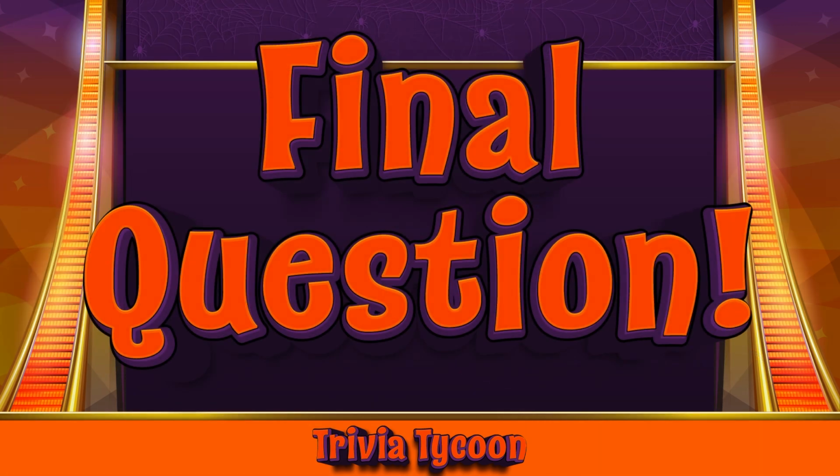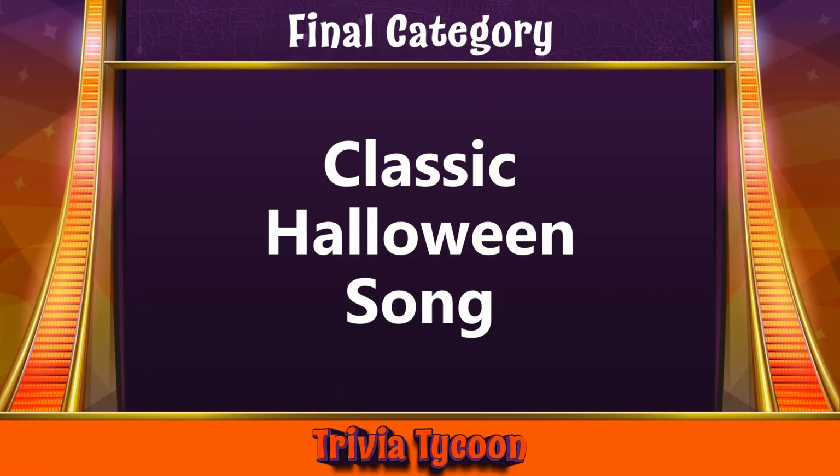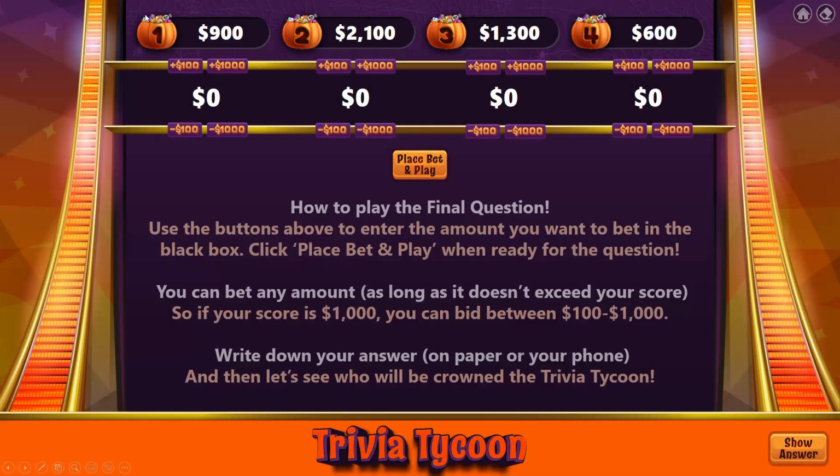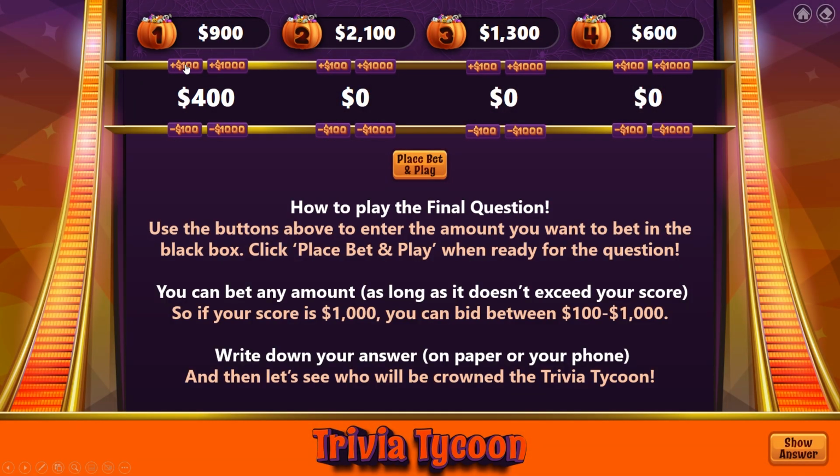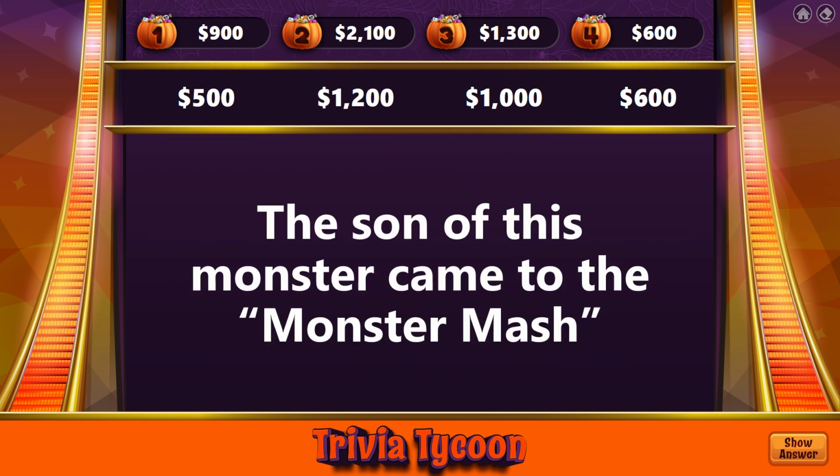This is similar to the Daily Double, except that all players get to place a bet. Again, they can bet any amount as long as it doesn't exceed their score. You can enter the bet for each player using the 100 and 1,000 buttons to go up or down, and then click Place Bet and Play to show the question and start the timer. For this question, players should write down their answer on paper or their phone rather than calling out the answer.